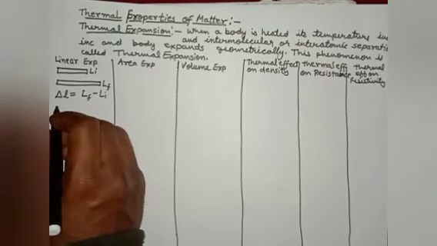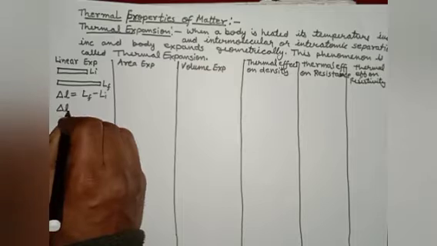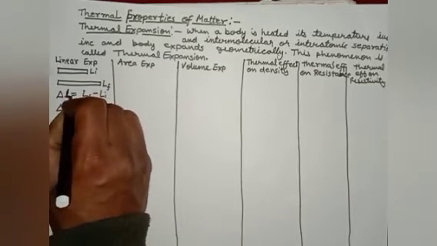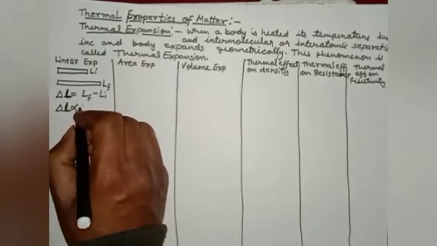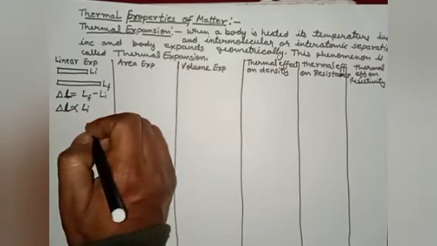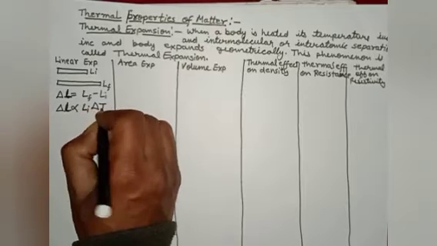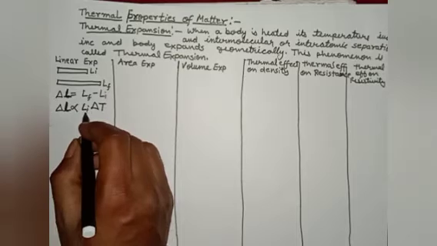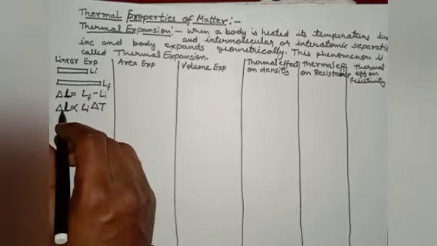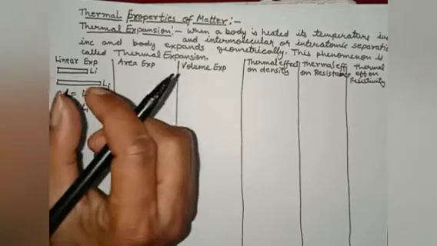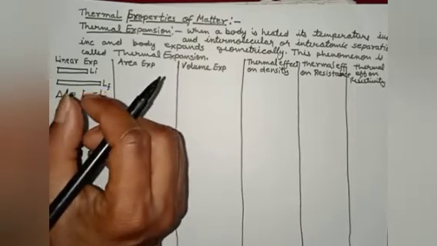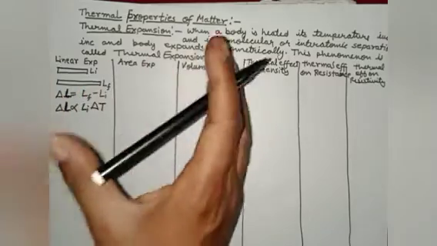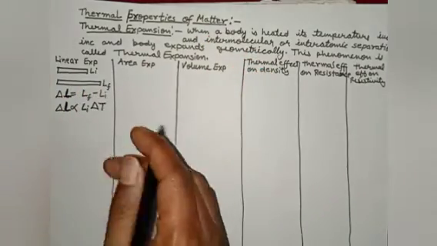Well, it is observed that this change in length, delta L, is directly proportional to the initial length and the change in temperature. More is the change in temperature, more will be the change in length. And more is the initial length, more is the change in length. That is, if we have a wire piece of a few millimeters, like this much, it will expand less. And if we have a long wire, it will expand more.